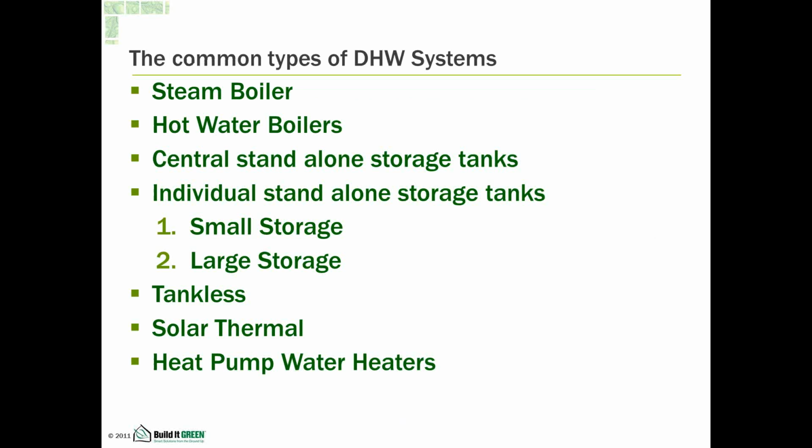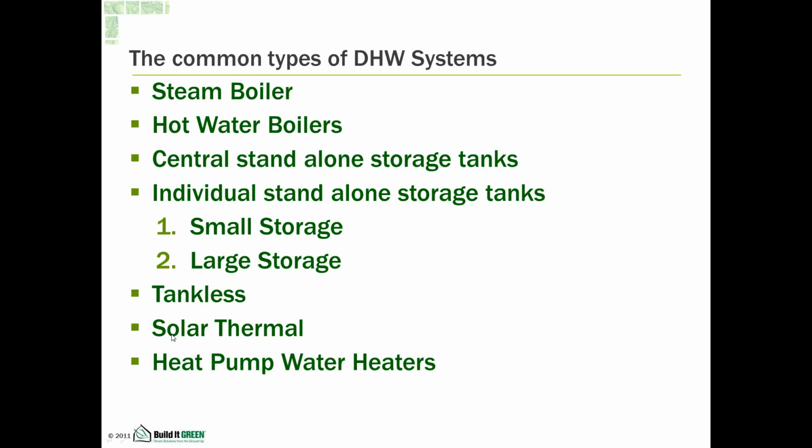So the common types of domestic hot water systems or plant systems are steam boilers, and hot water boilers, as you all know, are typical in a lot of multifamily systems. You do see central standalone storage tanks and individual standalone storage tanks in each dwelling unit. These can be small storage, 50 gallons and lower, or large storage, 50 gallons and higher. And you might or might not find tankless water heaters. I know in different countries it's typical for domestic hot water systems to have a tankless system.